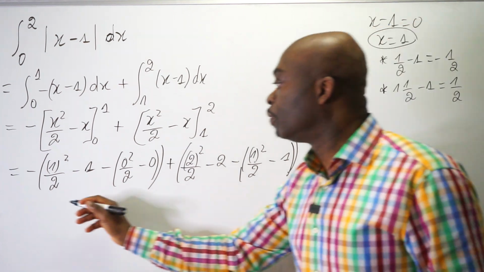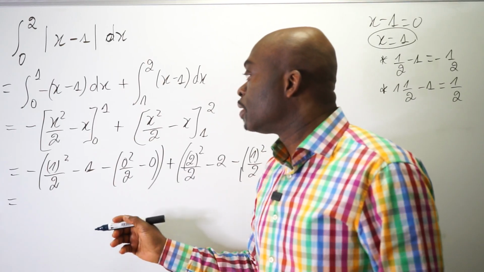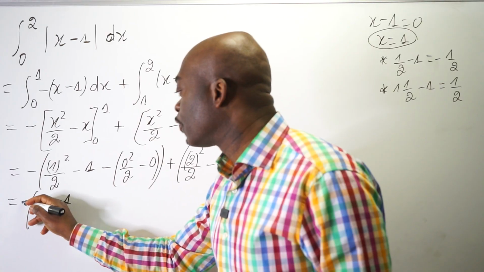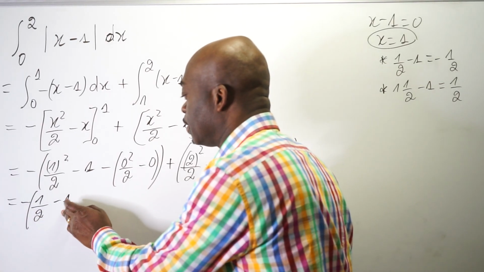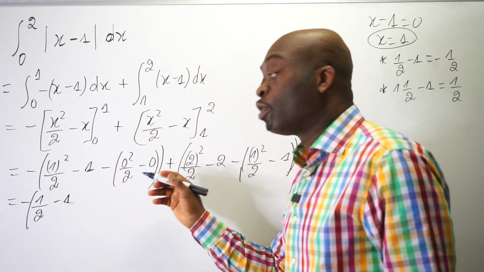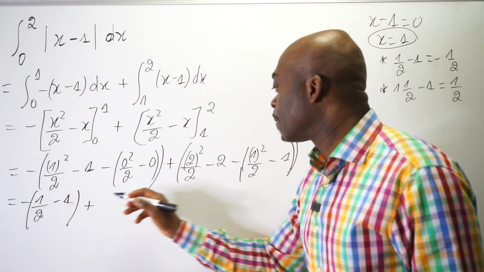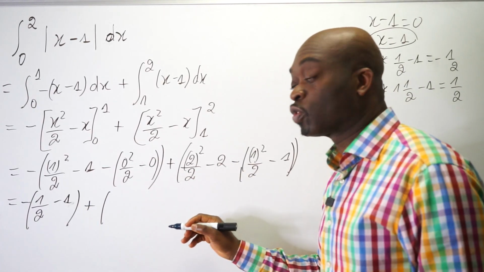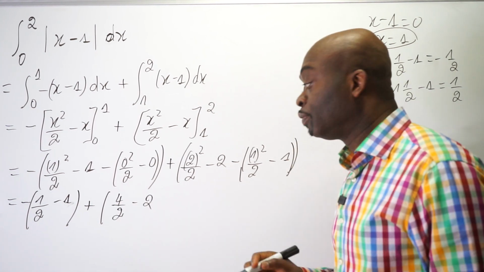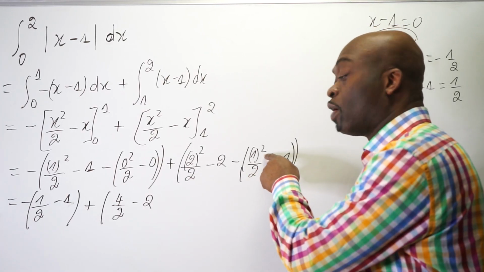Okay, so we continue. What is 1 to the second power? It's going to be 1. So it's 1 over 2 minus 1, and let's not forget about the negative sign there, so minus that. Then 0, that would be 0, so you don't really need anything after that. So plus, what's happening here? 2 to the second power is 4, so it's 4 over 2 minus 2. All right?